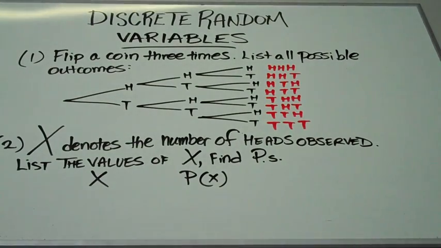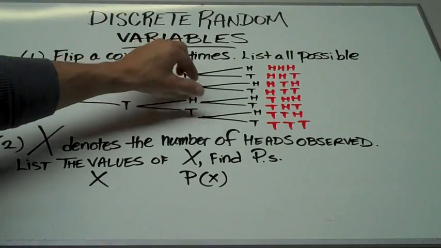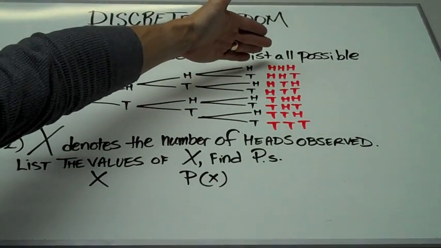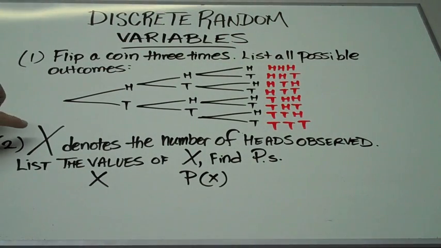Here's a first example with discrete random variables. A coin is flipped 3 times. List all possible outcomes. Well, I've already made a tree diagram. Heads, tails, and at each branch we have heads and tails. So I get the results heads, heads, heads, heads, heads, tails, etc., all the way down. Well, X, this is a capital X, this is a discrete random variable. It denotes the number of heads observed.